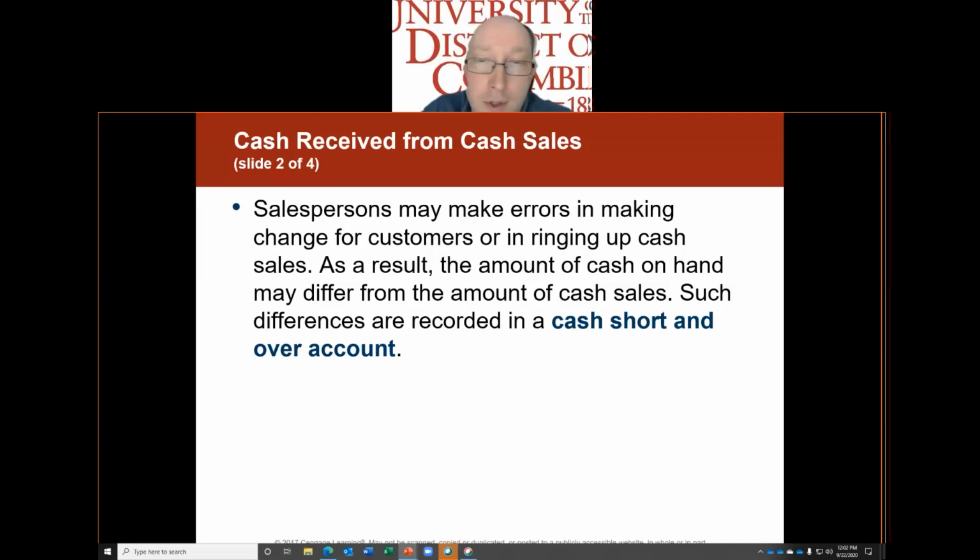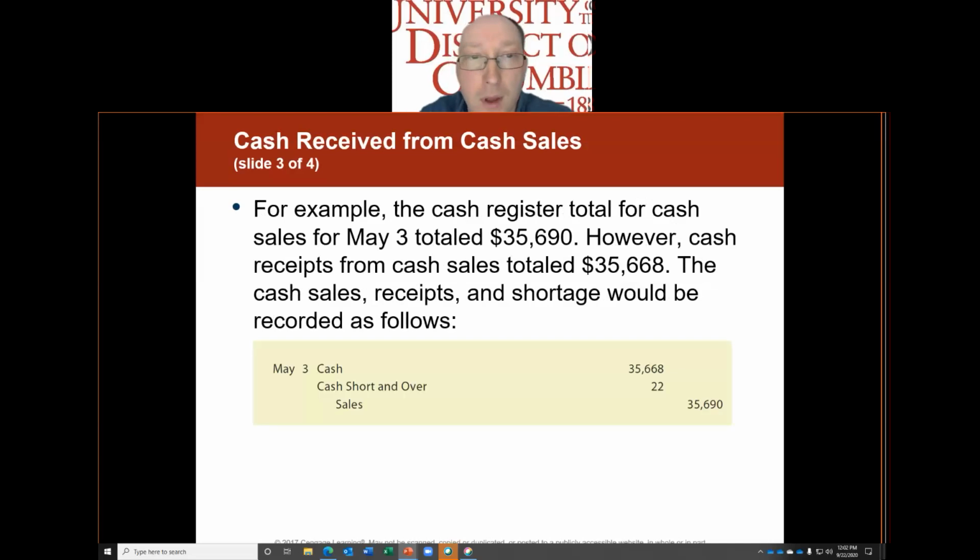When you reconcile your drawer and you're entering your transactions into your accounting system, there's going to be a line item. It's called the cash short and over account, and it's one of those adjusting journal entries that we make. Here's an example. Let's say the cash register for cash sales for May 3rd totaled $35,690. However, the cash receipts from the cash sales totaled $35,668. So we're short by $22.